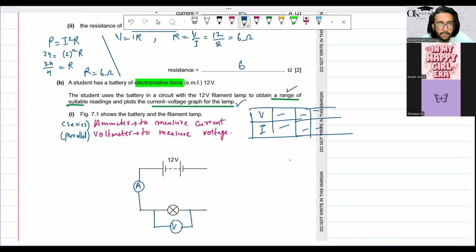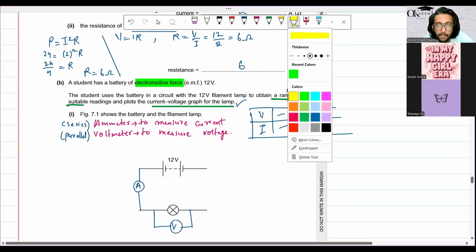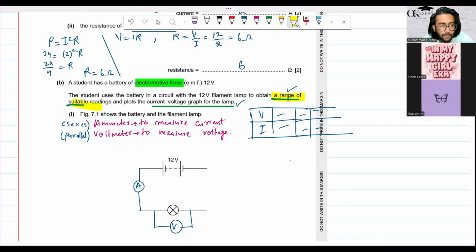Now, there's one more thing I need to put in, and that is, if you notice, we need a range of values, suitable readings. Now, we're not going to get a range here. If we were to connect the circuit like this, we're not going to get a range because a fixed amount of current will flow, and a fixed amount of voltage will be dissipated at this bulb. This is going to be a steady current and a steady value of voltage. How are we going to get a range? We need to have different voltages across this lamp. How do you think you can obtain that?